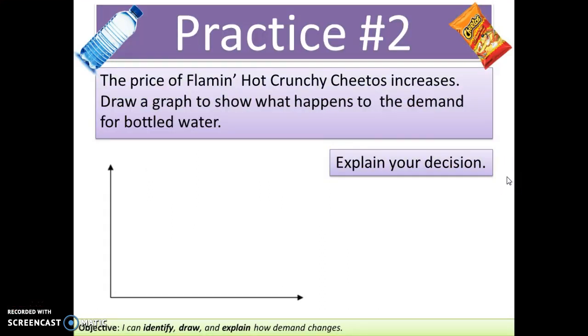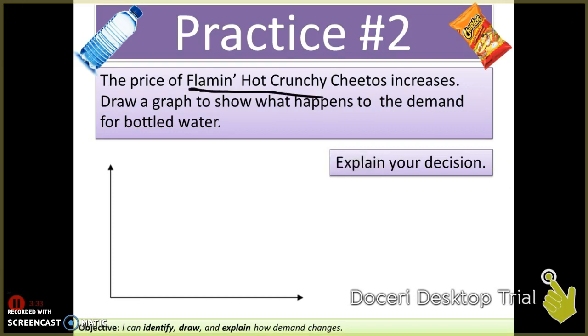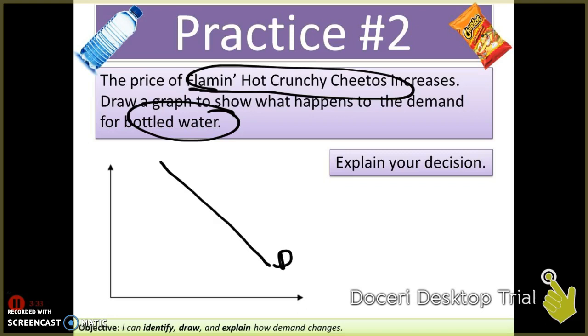One more example. Again, we've got 2 items, Flamin' Hot Cheetos and bottled water. The relationship between the two, they're not substitutes. We don't buy one or the other one, but we buy these together. If we buy Cheetos, we're going to want to wash them down with some water. And so we draw our graph, label our axes, and if the price of Cheetos increases, then we don't want to buy Cheetos. Therefore, we're not going to buy bottled water either. So we're going to have a demand decrease, and we'll label it D2. And the explanation is that we have a change in the price of complements, things that go together.